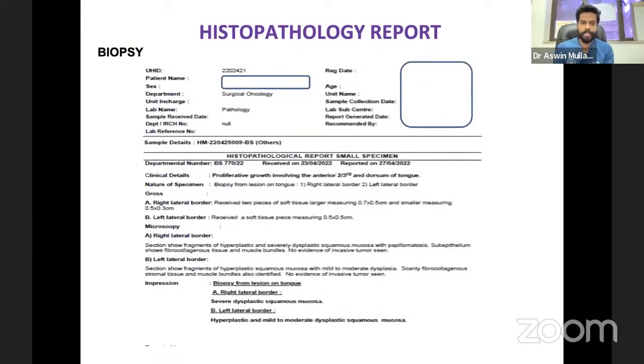What happened is this particular patient reported to us with a proliferative growth over the anterior two-thirds of the tongue. Clinically, it was an obvious malignancy. So we took a biopsy. As I told, it was involving the entire anterior tongue, so we took a biopsy from both the right and left lateral borders of the tongue. You can see the impression: severe dysplastic squamous mucosa, hyperplastic, mild to moderate dysplastic. So only dysplasia is there. The pathologist was not able to call any malignancy in this, but clinically the lesion was highly suspicious. But at the end of the day, the report was negative for malignancy.